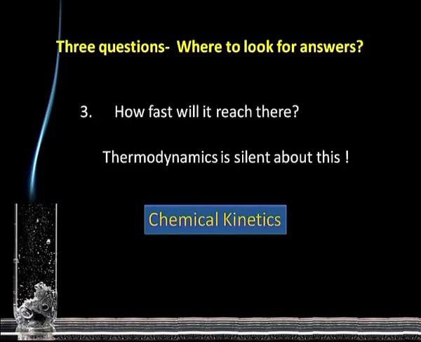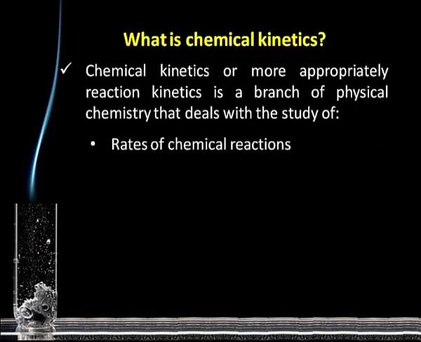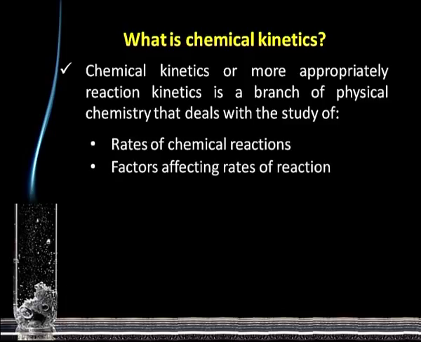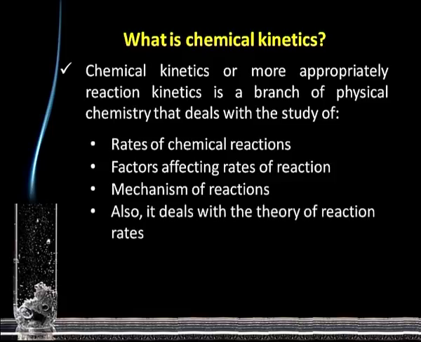It is the branch that tells us how reactions take place and the rate at which reaction takes place. Chemical kinetics, sometimes called reaction kinetics, is a branch of physical chemistry that deals with the study of rates of chemical reactions, factors affecting rates of reaction, mechanism of reaction, and also it deals with theory of reaction rates.